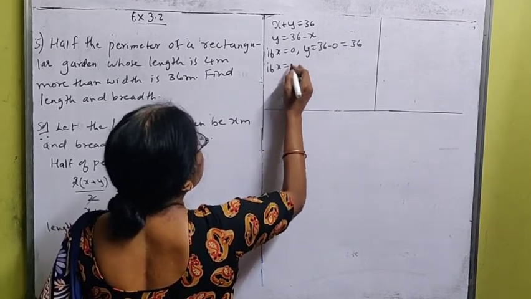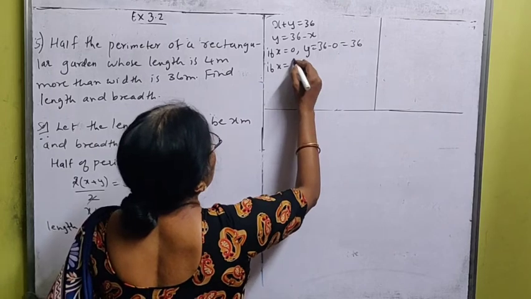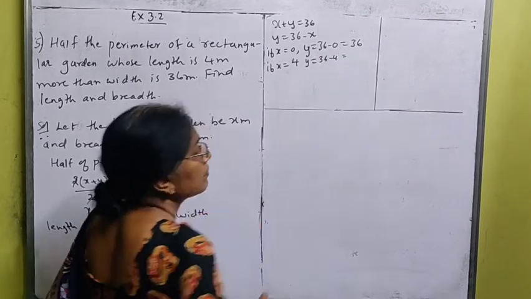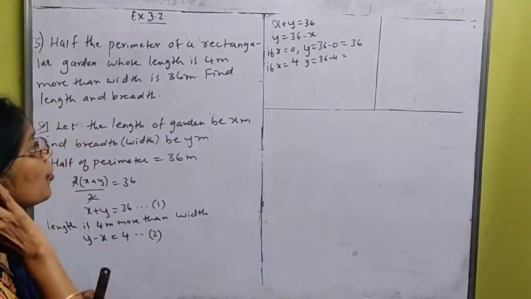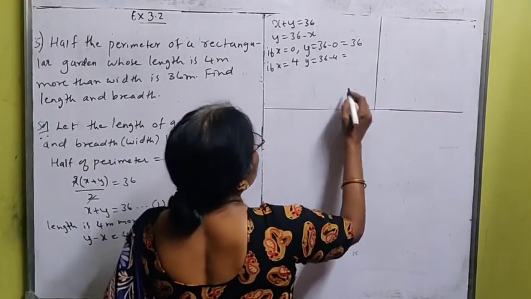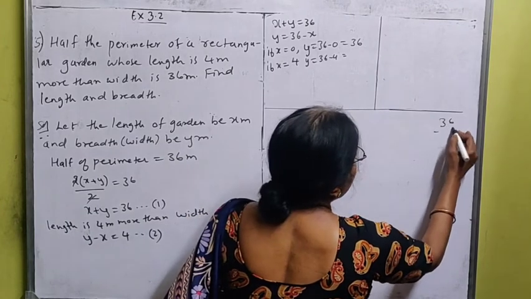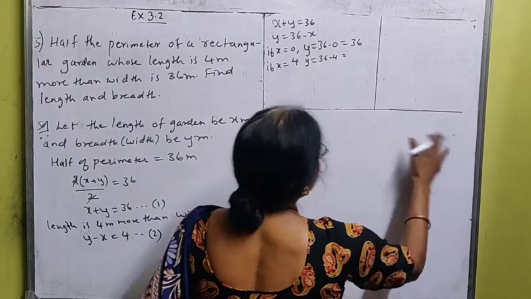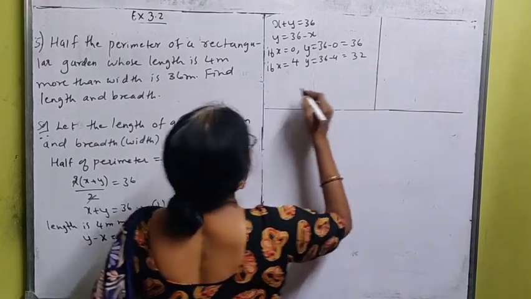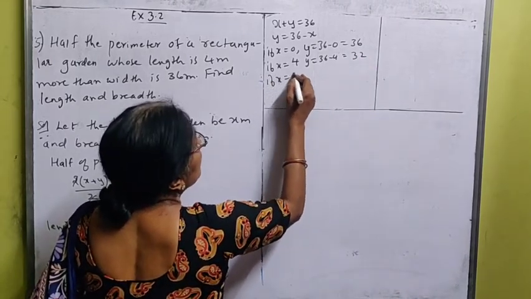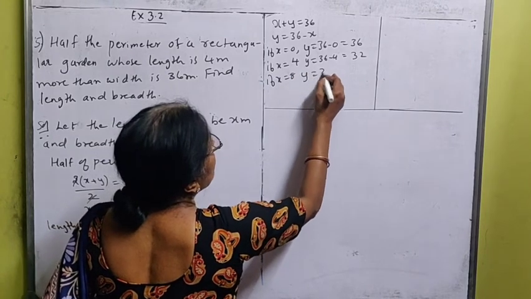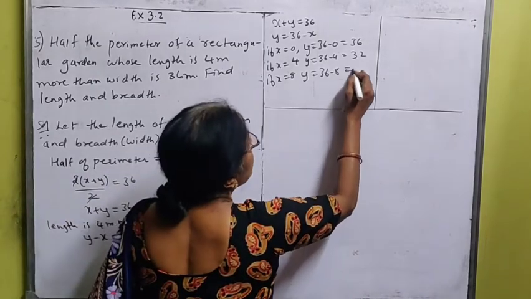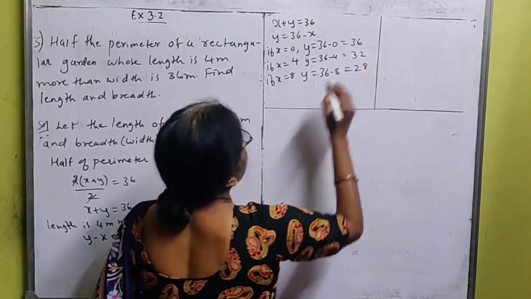If x is equal to 4, y is equal to 36 minus 4. 36 minus 4 means how much it will become? It will be equal to 32. If x is equal to 8, y is equal to 36 minus 8. 36 minus 8 means it is 28.